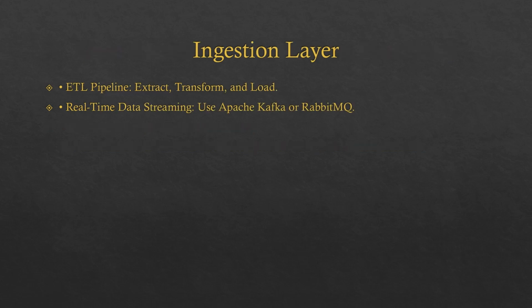Next, we have the ingestion layer where we handle the collection of news. We can use an ETL pipeline, extract, transform, and load, to gather and standardize news from different sources. Additionally, for real-time data streaming, we can utilize tools like Apache Kafka or RabbitMQ, which allow us to handle large volumes of incoming data efficiently.